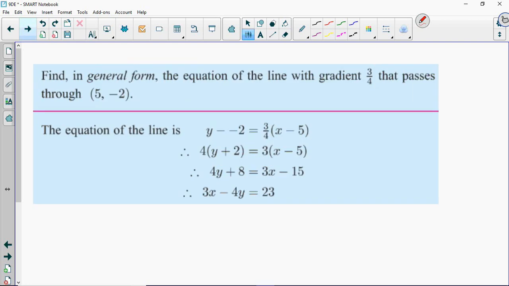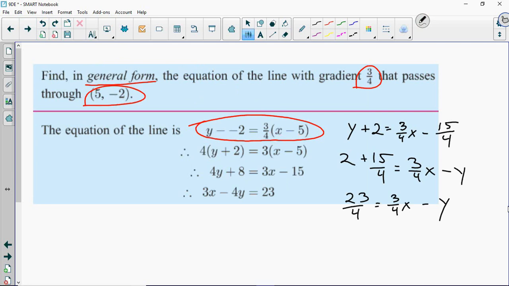Here's another example. They want general form this time. Again, we're told the gradient is 3/4, and it passes through the point (5, -2). So point slope form, y minus -2 equals 3/4 times x minus 5. If it were me, I'd pretty much stop right there. In the book's answer, they immediately multiplied by this 4 to get rid of the fraction, but if you'd prefer to distribute the 3/4, then you'd get work looking like what I wrote down over on the right.